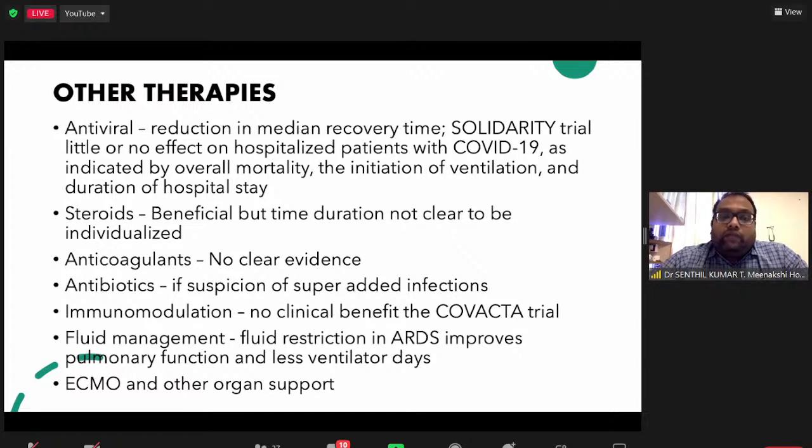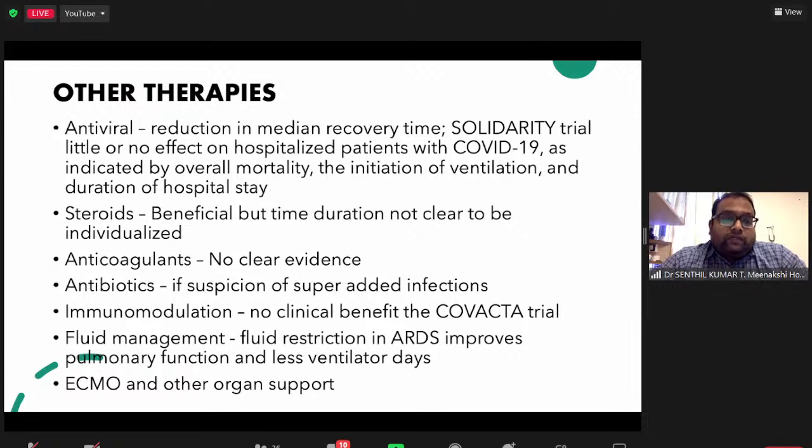Immunomodulation therapy: no clear clinical benefit according to the latest COVACTA trial. Initially, anti-interleukin 6, that is tocilizumab, was shown to be beneficial with some mortality benefit, but later it showed nothing much compared to the placebo trial. And more studies are still going on, like targeting a specific interferon, interferon 2 or interferon 3, which is a signature of COVID ARDS, where interferon 2 and 3 levels are higher in these patients. Targeted interferon therapy is still in the research stage, and whether this research will put some light on managing ARDS remains to be seen.